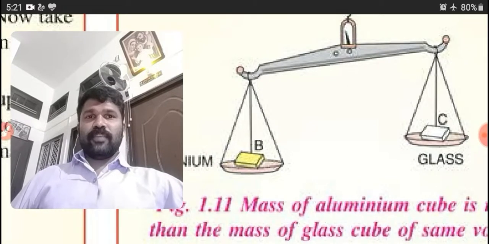These days we are discussing our lesson number 1, physical quantities and measurement. Today we are going to discuss the topic from this chapter, density. All of you please take out your book, page number 7. Those who don't have the book, please stay on video.